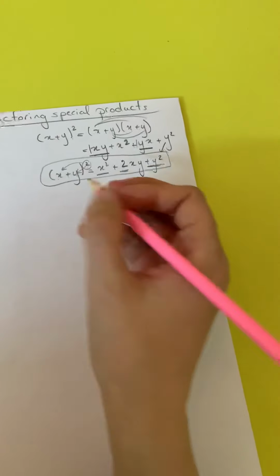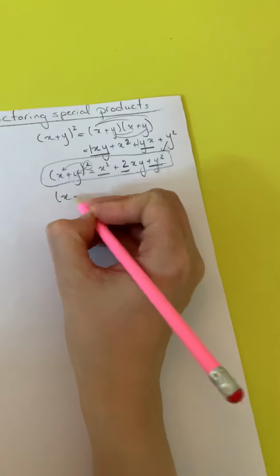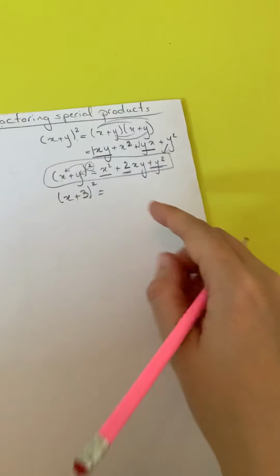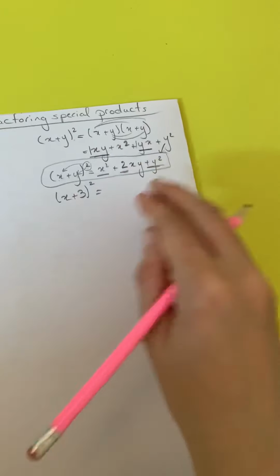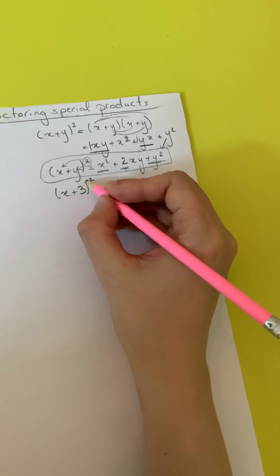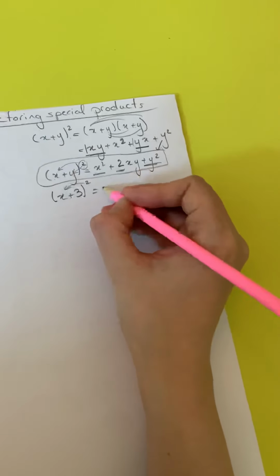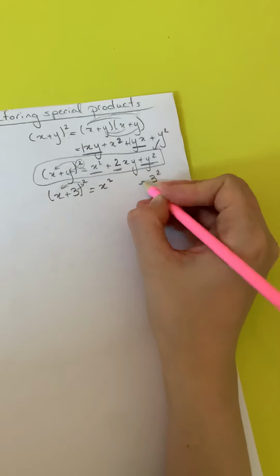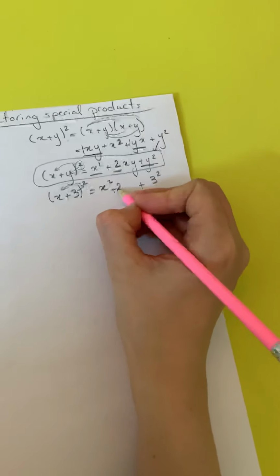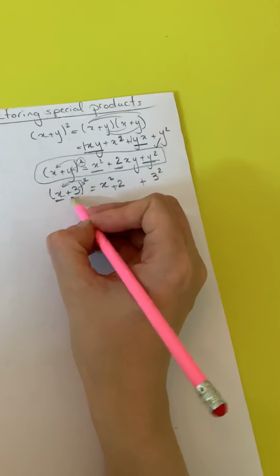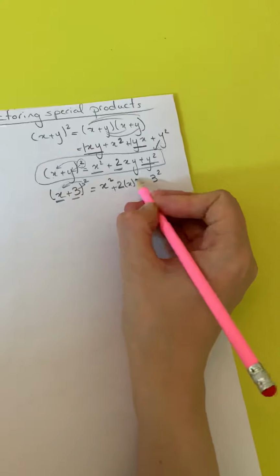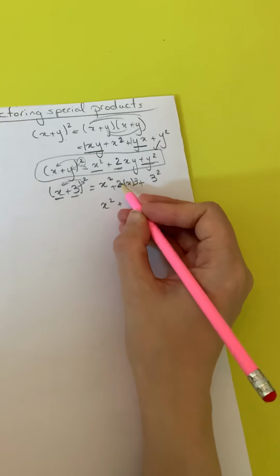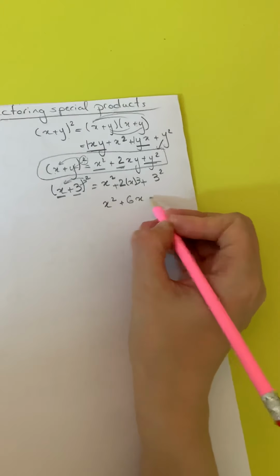We already did this before. I hope you remember it. For example, if I have x plus 3 power 2, no need to do it like this way. I just can do it in a faster way. You do x power 2, the first power 2, and the second power 2, plus 2 times the first times the second, 2 times x times 3. So it's x power 2 plus 2 times 3 is 6x plus 9.